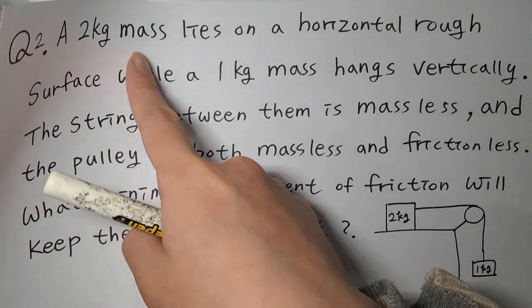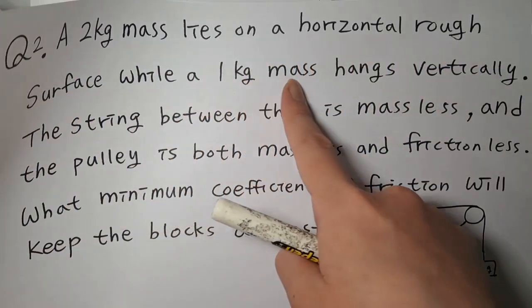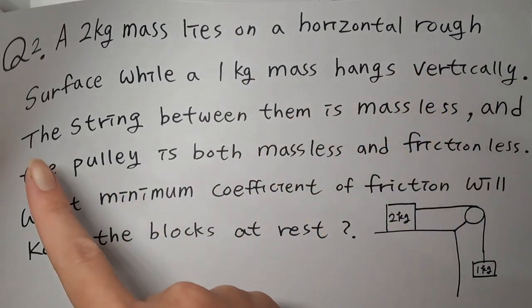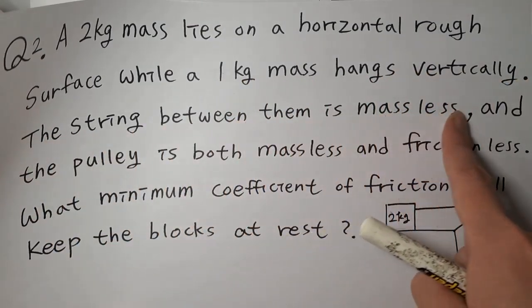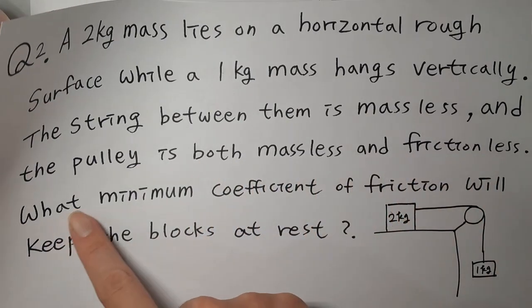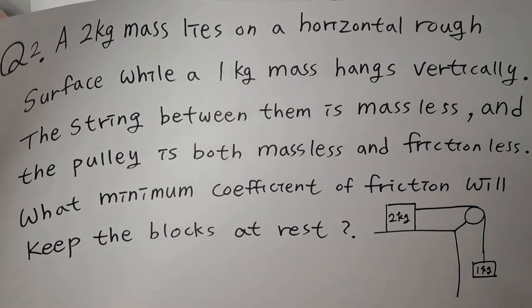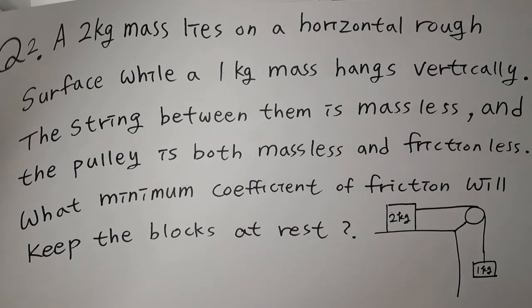A 2 kg mass lies on a horizontal rough surface, while a 1 kg mass hangs vertically. The string between them is massless, and the pulley is both massless and frictionless. What maximum coefficient of friction will keep the blocks at rest?